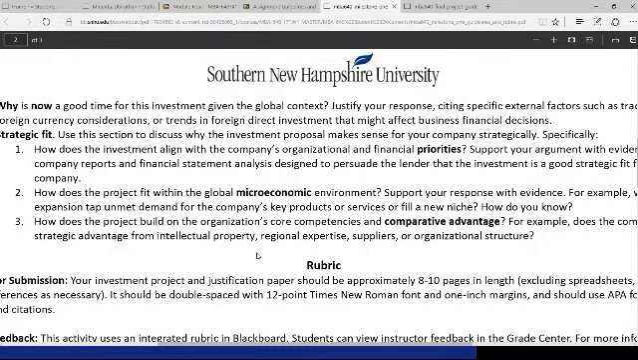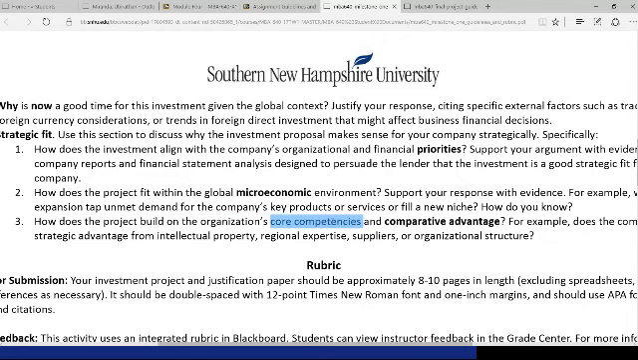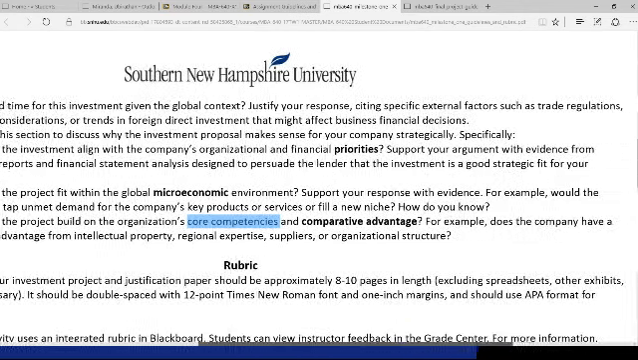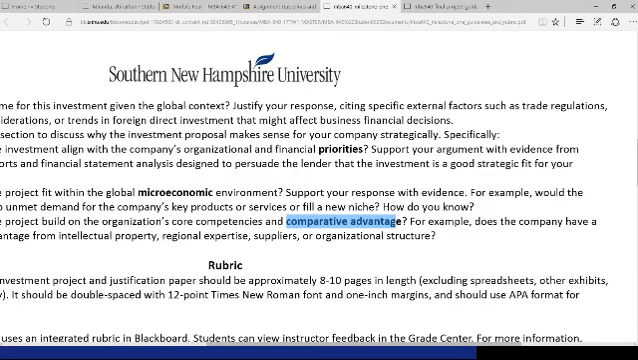How does the project build on the organization's core competencies? And comparative advantage. Two big words, core competencies. What is your company good at? Are you making computers? Are you making glasses? Is this what you are known for? And does this expansion fit within what you do? And comparative advantage. What are the advantages that you have for going into this market? Are you a new entrant? Is there something unique about your particular product? Pricing. And we're going to talk about pricing later on.